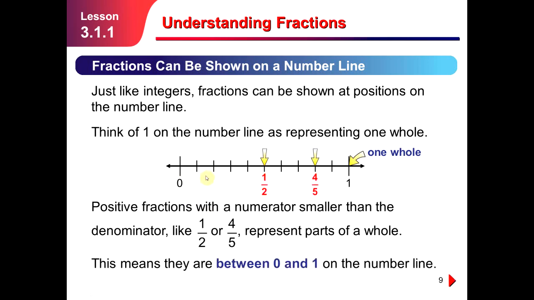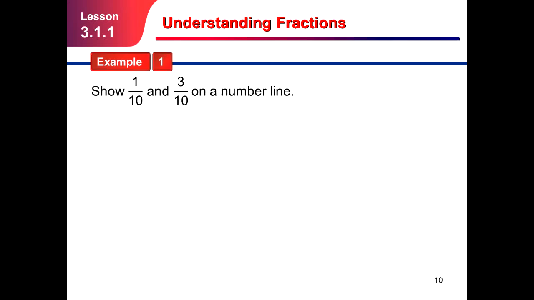4/5, well, each fifth is the same as 2/10, so here's 1/5, 2/5, 3/5, and 4/5. So that's where 4/5 goes on the number line. If the top, that is the numerator, is smaller than the bottom, what we also call the denominator, the fraction will lie between 0 and 1 on the number line.